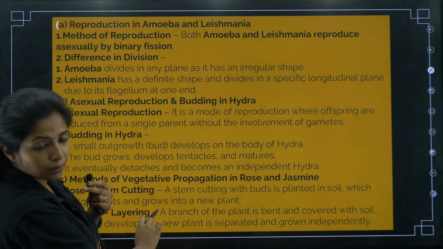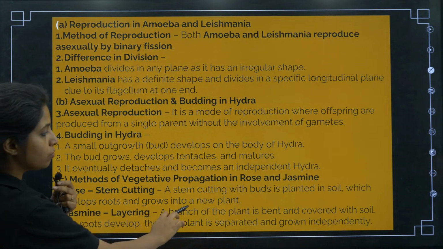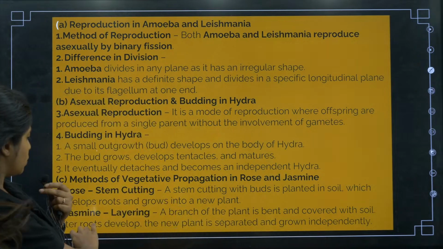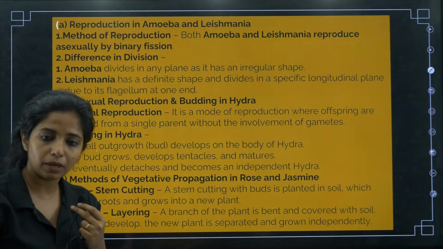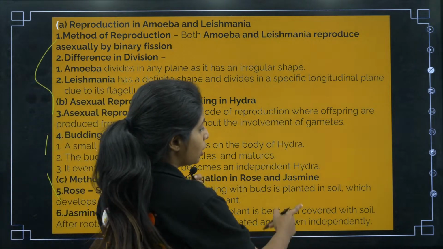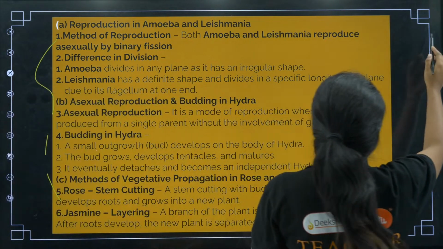So rose, there is stem cutting. A stem cutting with buds is planted in the soil, which develops roots and grows into a new plant. In jasmine, layering is done. A branch of the plant is bent and covered with soil. After roots develop, the new plant is separated and grown independently. This is the answer that you need to write for a 5-marker question. Now you are given an option for this part. Okay, let's read the or part as well.